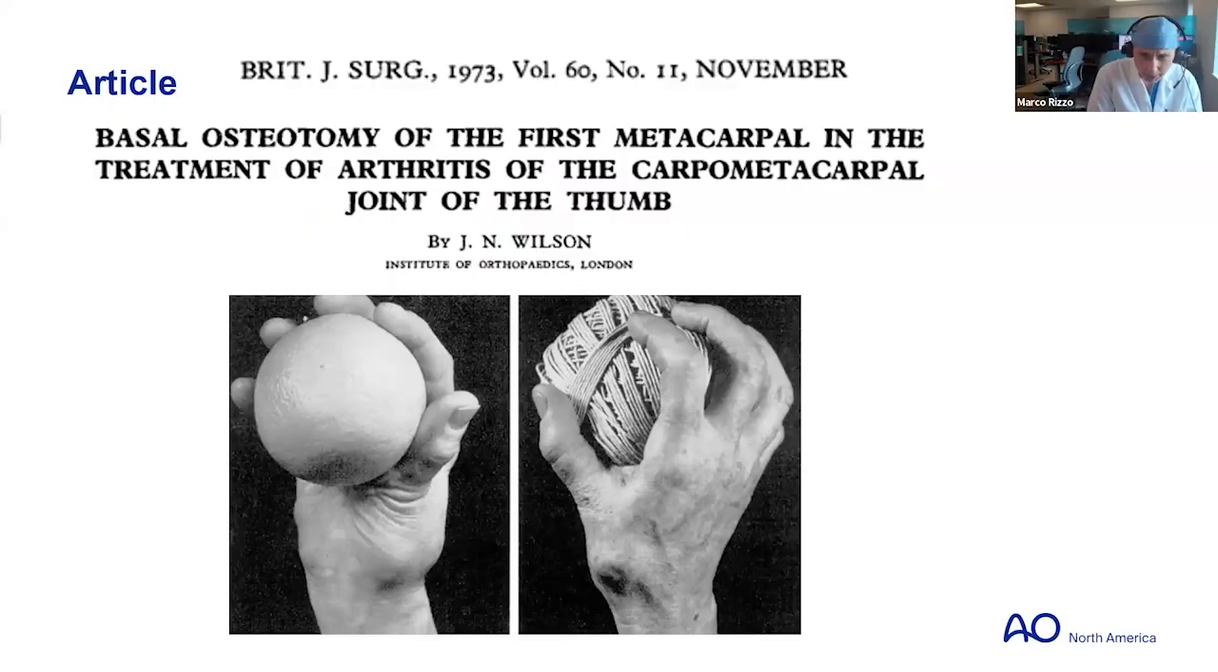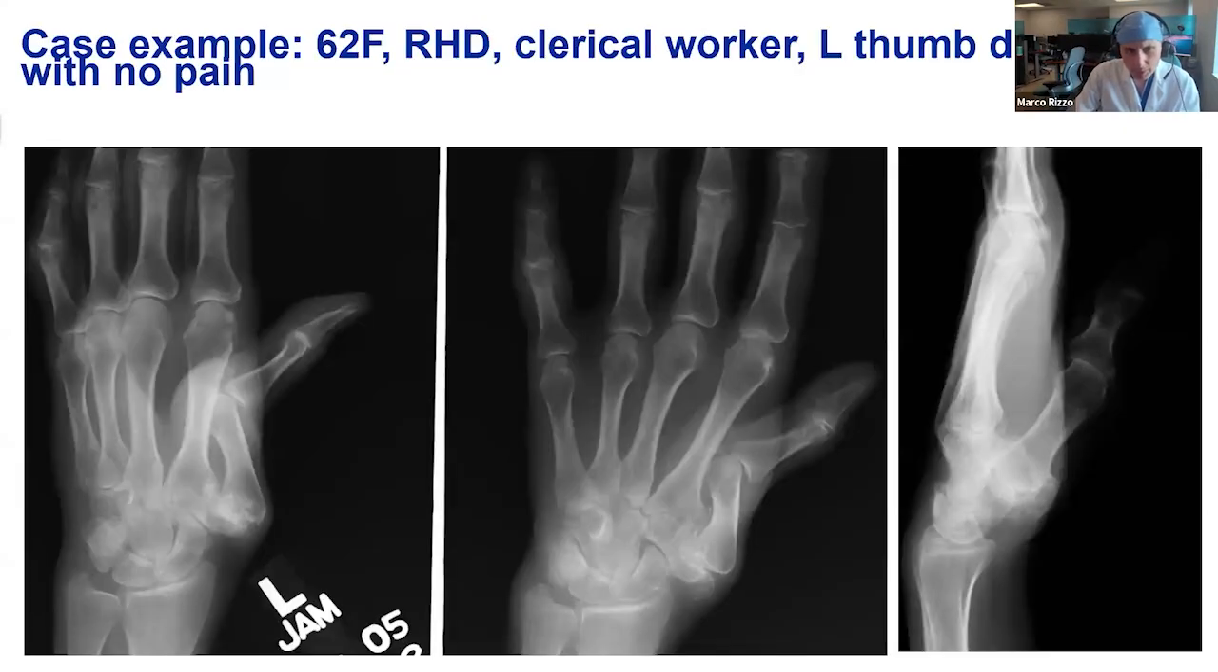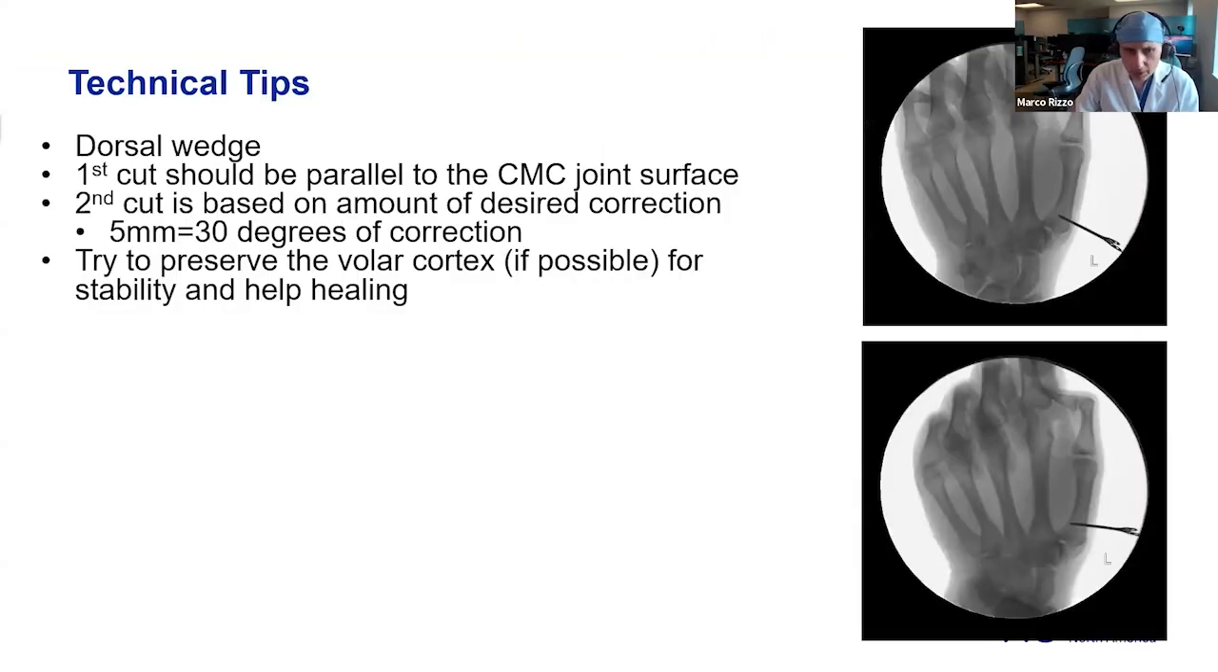But if you go back 50 plus years, this is really the genesis of this concept. And this is from Wilson, a classic article looking at this osteotomy, how he defined it and how he actually presented it. But the patients were different in this series. These were patients who had end-stage arthritis, like this case here, a 62-year-old female who is a clerical worker and has an adducted, pain-free base of the thumb, but frustrated functionality. And these are the patients that he described in his cohort.